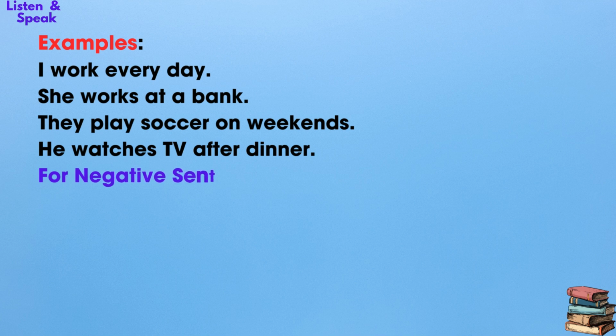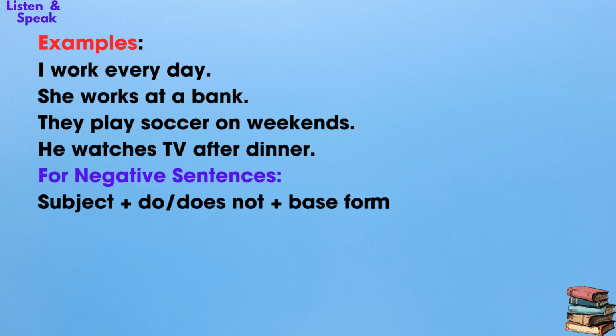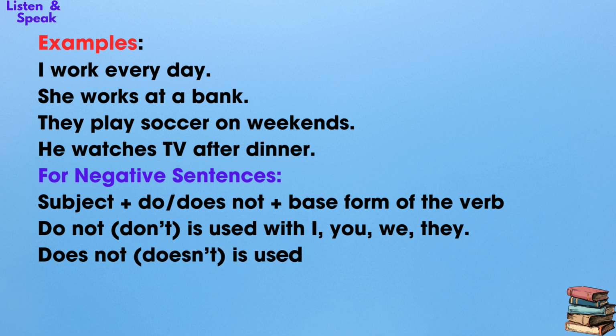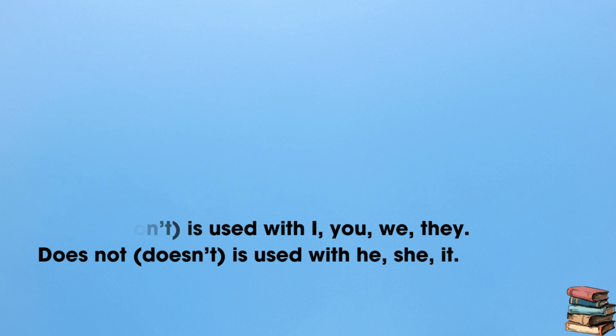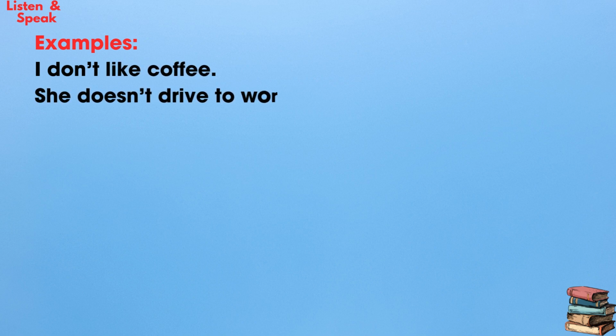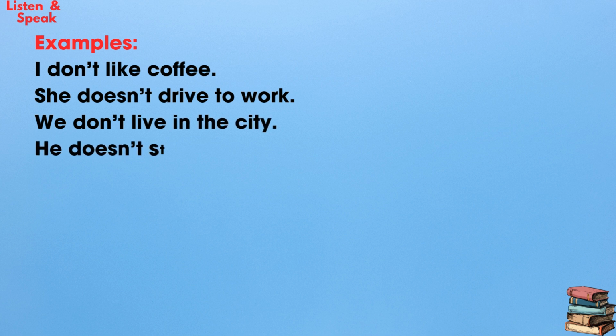For negative sentences: subject plus do/does not plus the base form of the verb. Do not, don't is used with I, you, we, they. Does not, doesn't is used with he, she, it. Examples: I don't like coffee. She doesn't drive to work. We don't live in the city. He doesn't study at night.